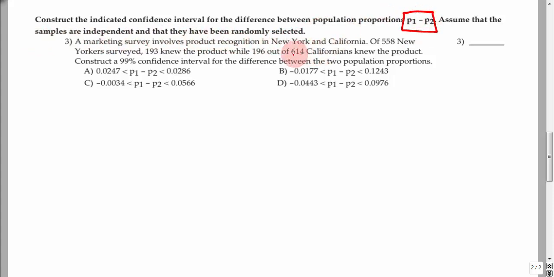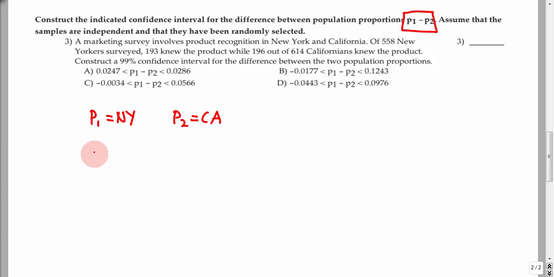Now they don't tell us what P1 is, but usually we'll read it as the first information we come across. So to me, this looks like P1 is going to be New York. So P1 is talking about New York. P2 is talking about California. Now we're looking at product recognition in each state.